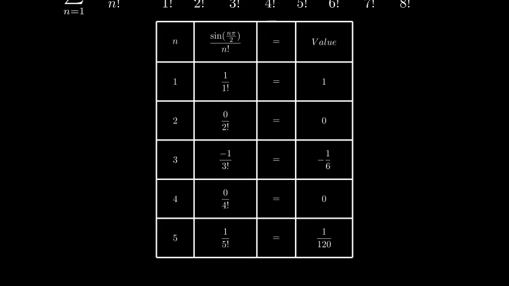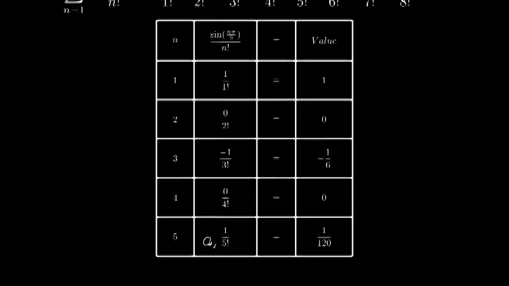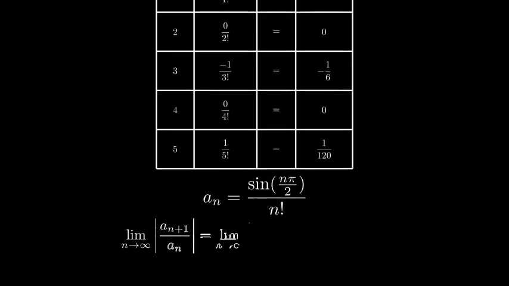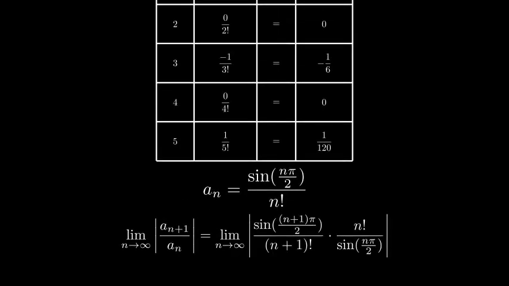To test for convergence, we can use the ratio test. Let's call our general term a sub n equals sine of n pi over 2 divided by n factorial. For the ratio test, we look at the limit as n approaches infinity of the absolute value of a sub n plus 1 over a sub n. This gives us the absolute value of sine of n plus 1 pi over 2 times n factorial divided by sine of n pi over 2 times n plus 1 factorial.